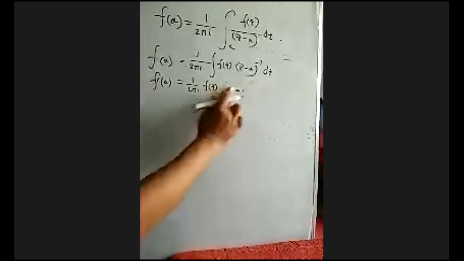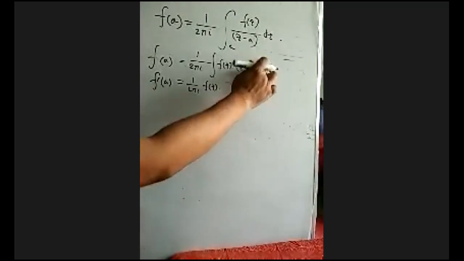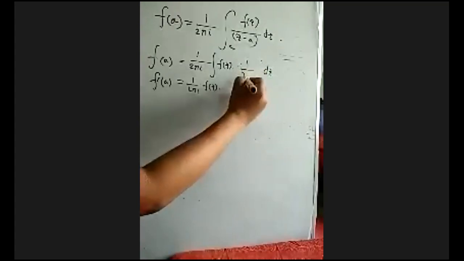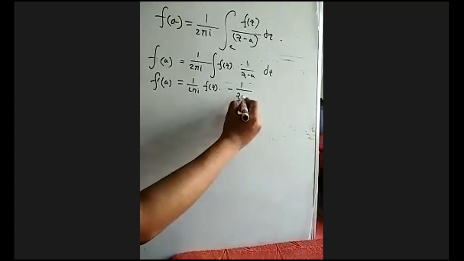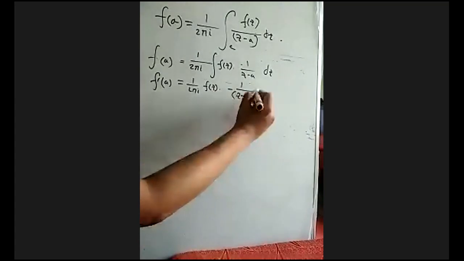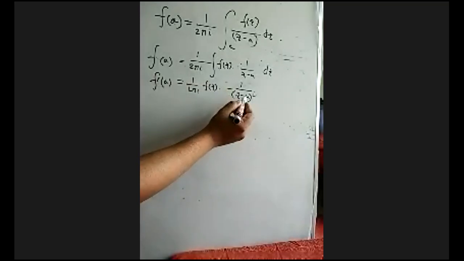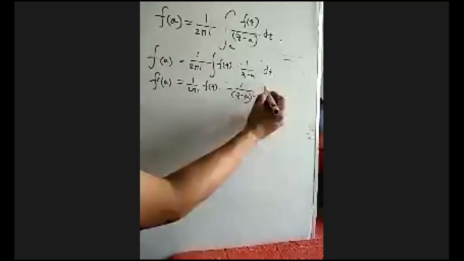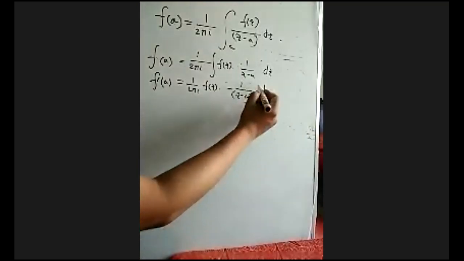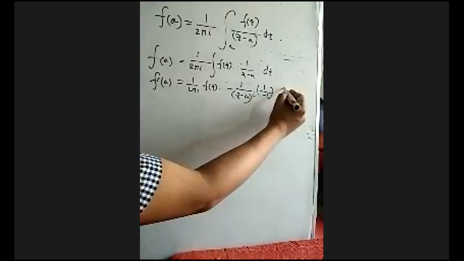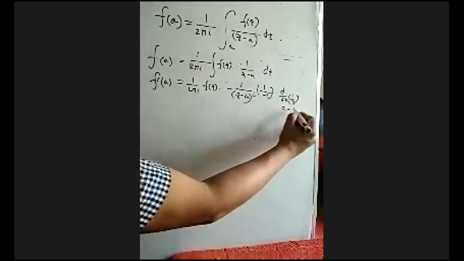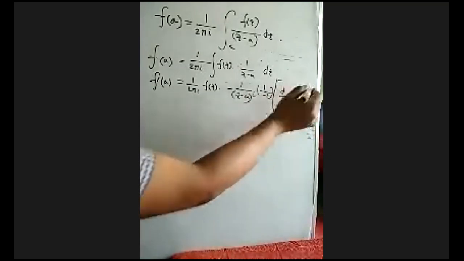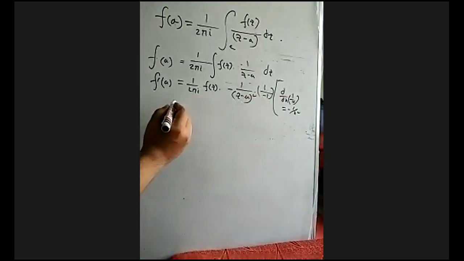Now, the derivative of 1 by x is minus 1 by x square. Again, multiply by the coefficient of a, because a is the variable here. Just using the differentiation d/dx of 1 by x, this equals minus 1 by x square.